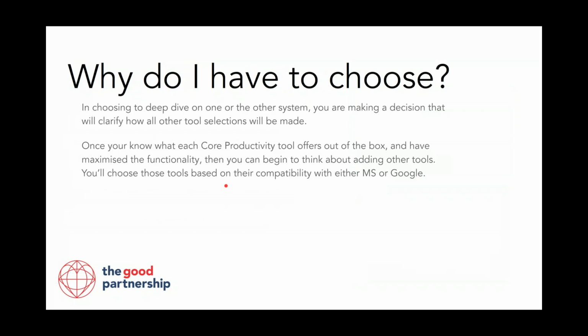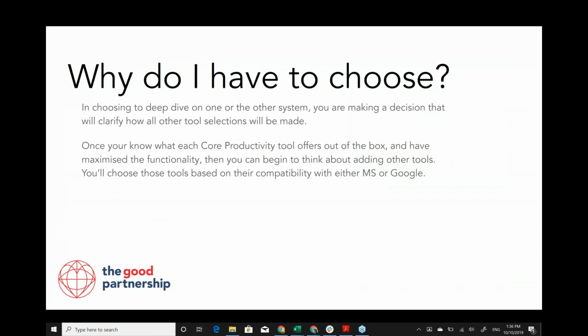Okay. So this is the why do I have to choose? And when I say pick a team, in choosing to deep dive on one or the other system, whether that's Google or Microsoft, you'll make a decision that clarifies how every other software decision that you make flows. So really, really critical.